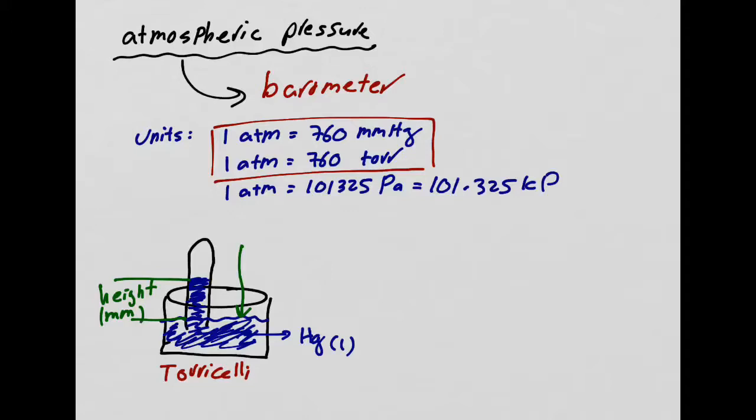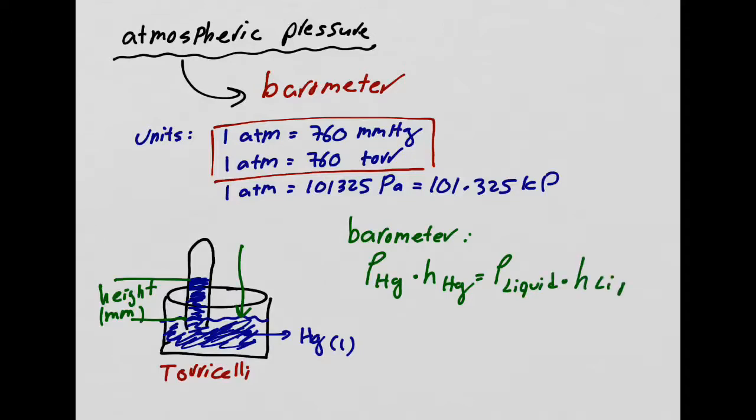Now, last thing. So now that you know barometer, you know where the units come from, there's one equation for a barometer that you have to know. And we usually have a lab on this. I don't know if you're still going to have the lab, but you got to know this one. Density of mercury times height of the mercury equals density of a liquid times height of the liquid. When we use a barometer, this is the equation that we use.